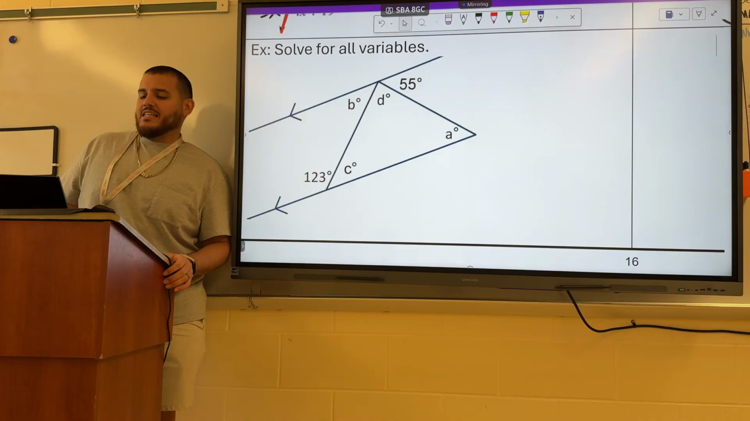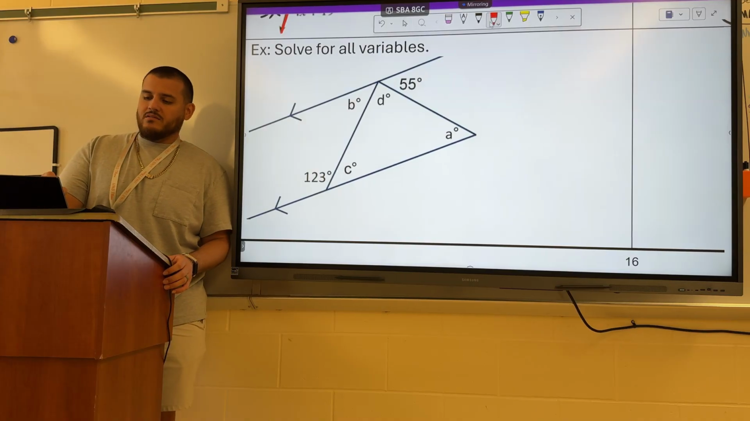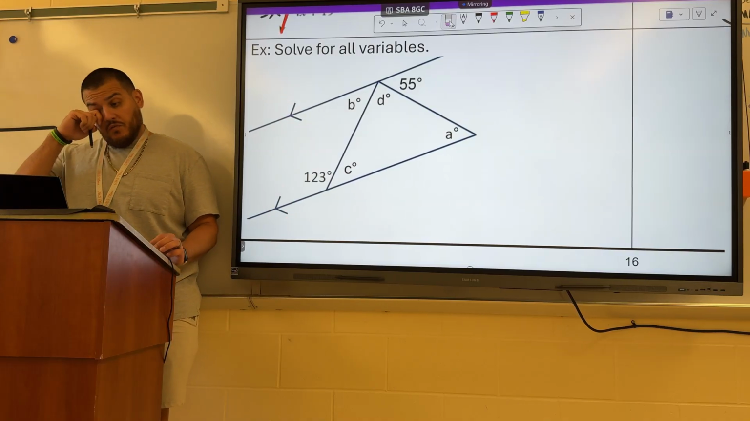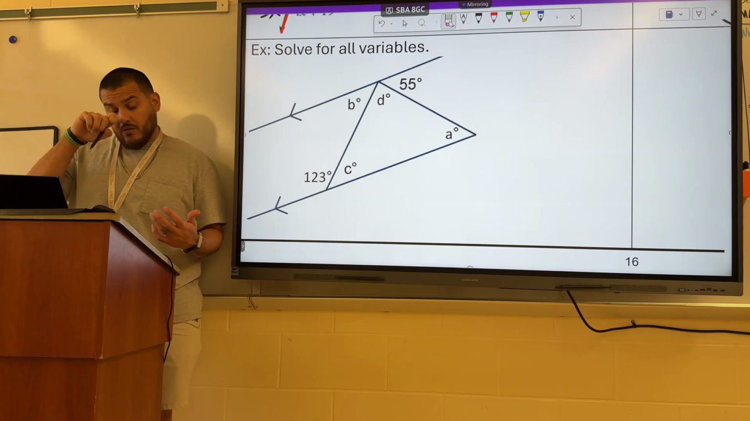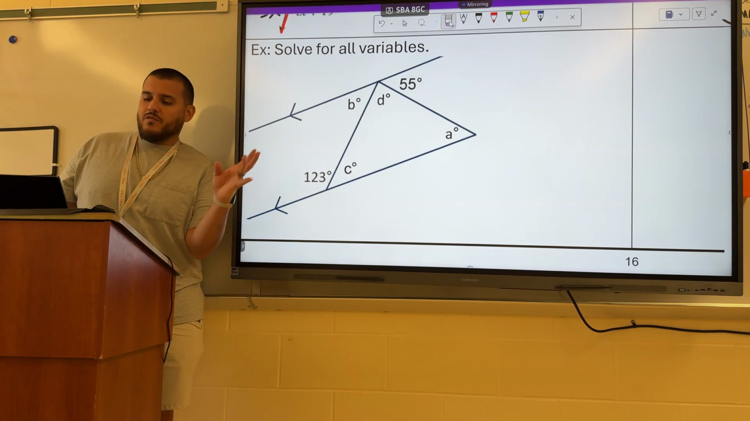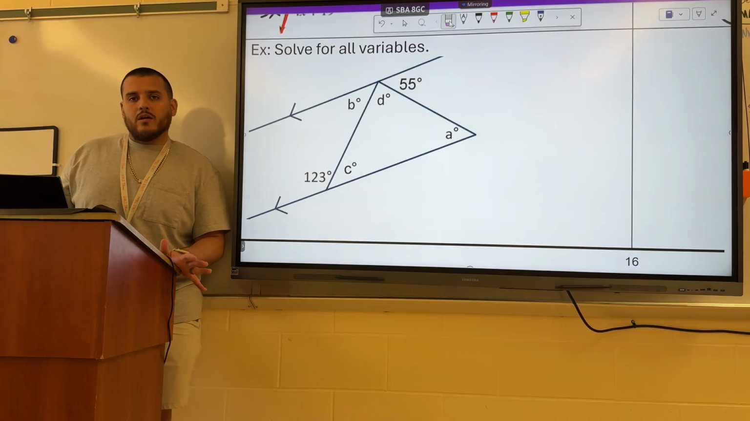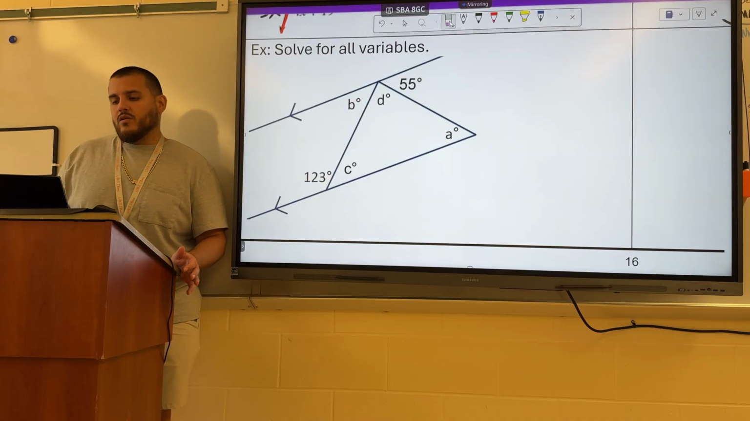All right, I got a fun example here. I have lines that are parallel because they have the same amount of arrows on them. And we see I have this triangle in between the lines, which, if we know about the properties of triangles, could definitely help us solve for the 4 variables in this problem. However, we're going to draw upon the angle pairs that we've learned about in order to solve this.